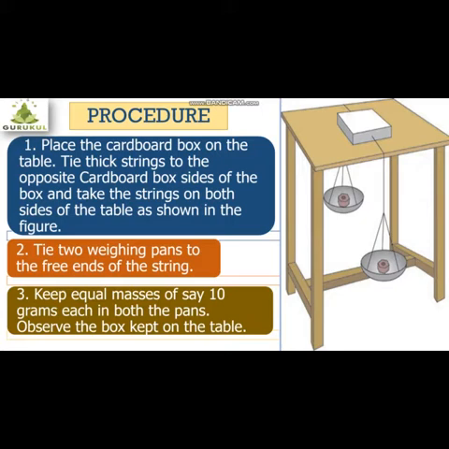What we have to do? We have to keep equal masses of say 10 grams each in both the pans. As I said, first I would require weight of 10 grams each. So what I will do? I will place 10 grams weight in both the pans, and I will observe the box kept on the table. I will just see what changes happen.